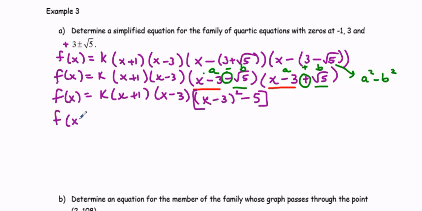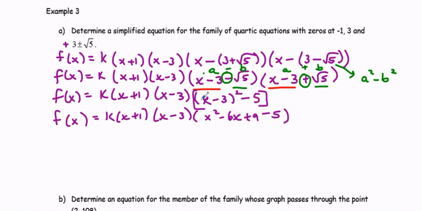So now f of x equals k times x plus 1 times x minus 3, and we can expand this out. This is x squared minus 6x plus 9. Go ahead and FOIL it if you want, minus 5. But you can just square the first, you can square the back, and the middle term comes from x times minus 3 times 2. Okay, that's the shortcut for FOILing a perfect square. All right, we're getting there.